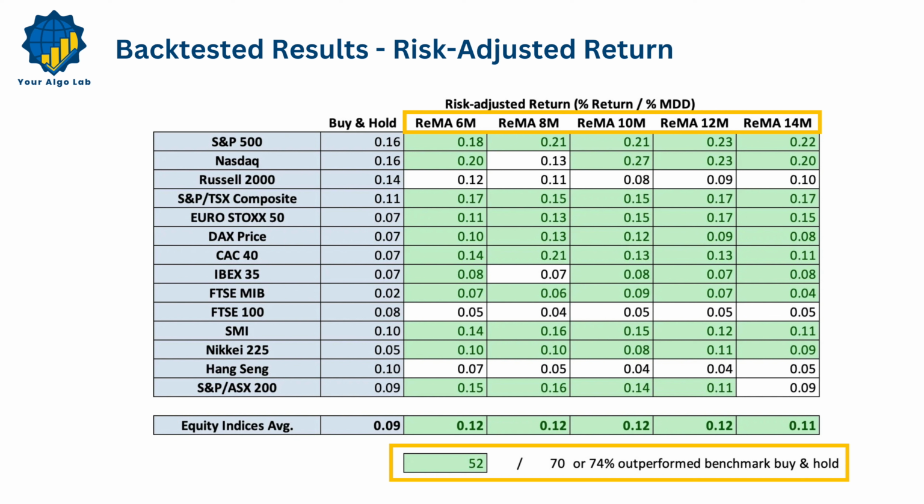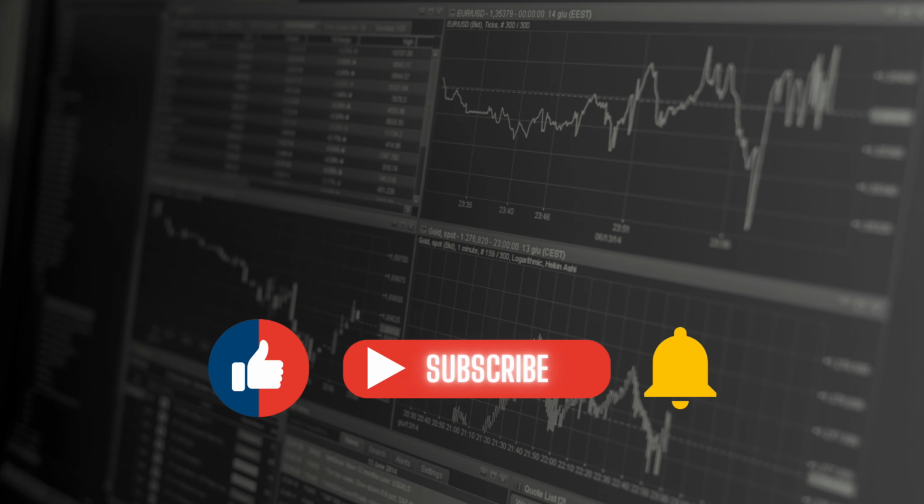In the next episode, we will backtest the resampled moving average strategy on other asset classes, including fixed income, commodities, currencies, and cryptos.